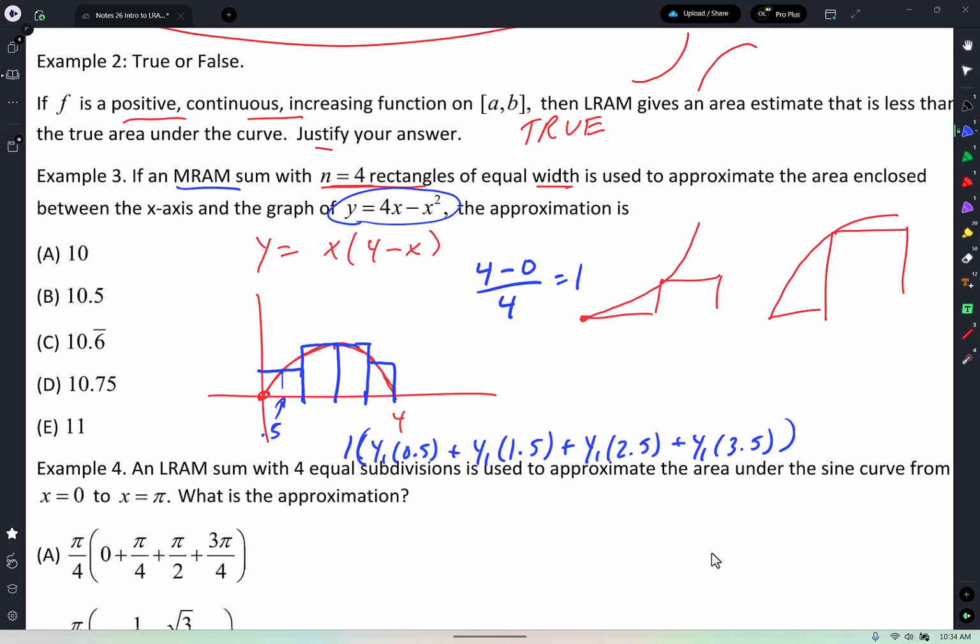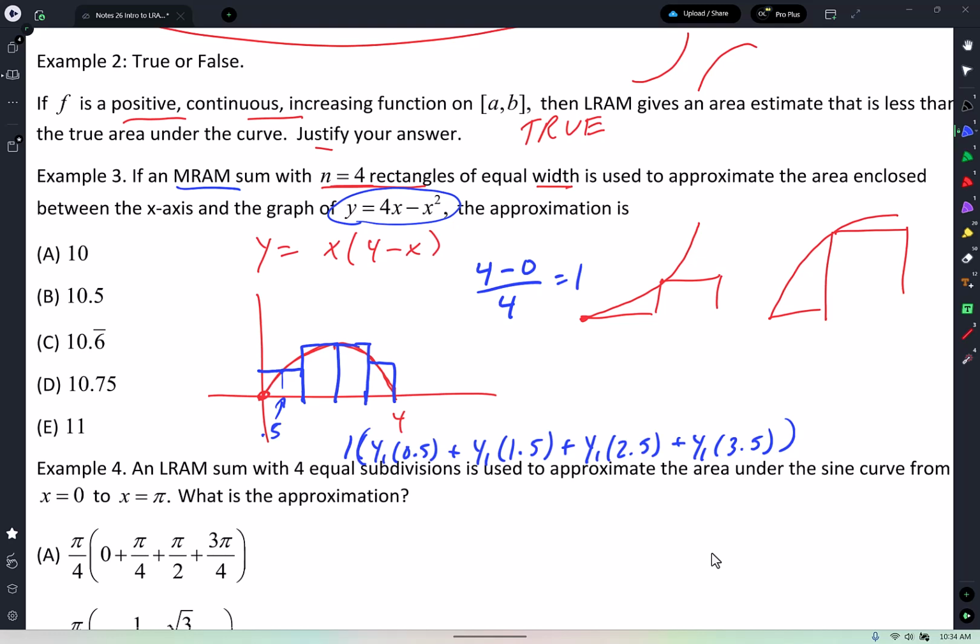Because I'm using MRAM, the delta x is 1. So this delta x is 1. I'm using the 0.5 to figure out the height of that rectangle. Same thing for this one. I'm not using 1 or 2. I'm using right smack in the middle, the 1.5. My drawing just sucks.